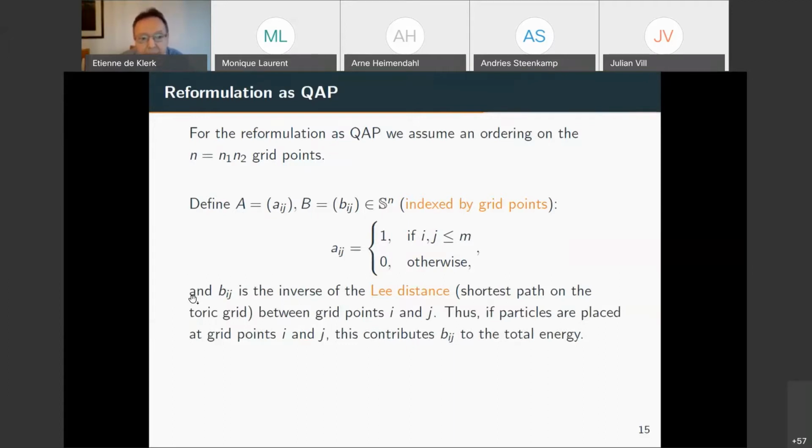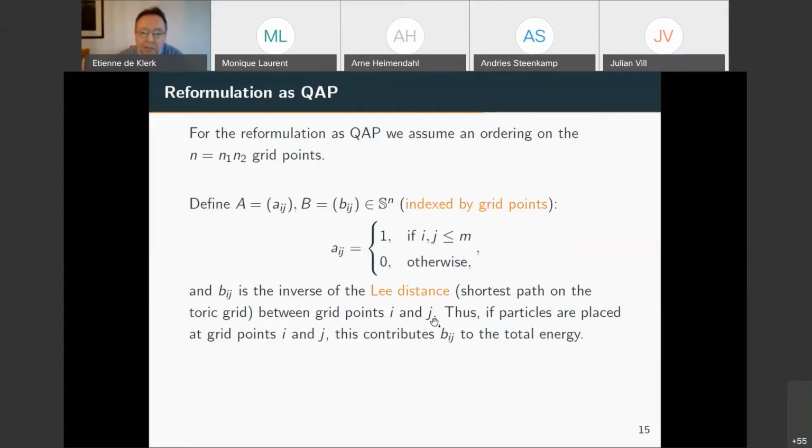And the matrix B will encode this energy between particles when placed at certain grid points. So the matrices A and B are indexed by the grid points, so their order is the number of grid points. In the example, we had 8 by 8, so 64 grid points, so these will be 64 by 64 matrices. The matrix A is just some simple 0, 1 matrix, and B_ij is given as the inverse Euclidean distance between the grid points i and j.